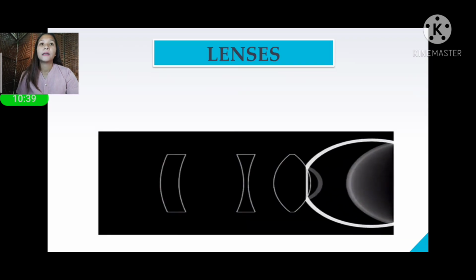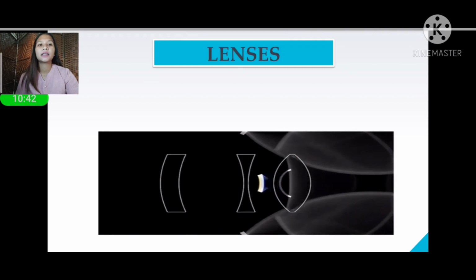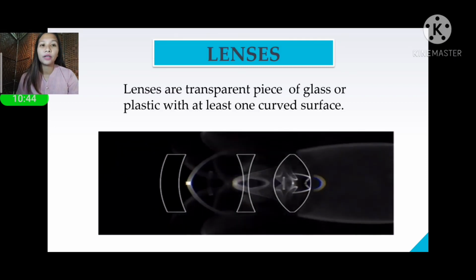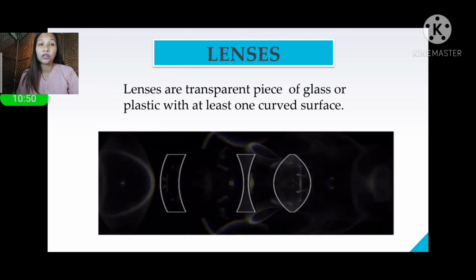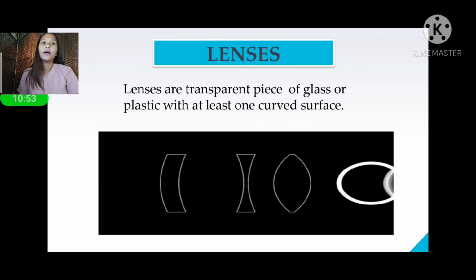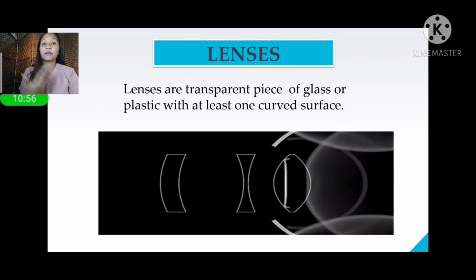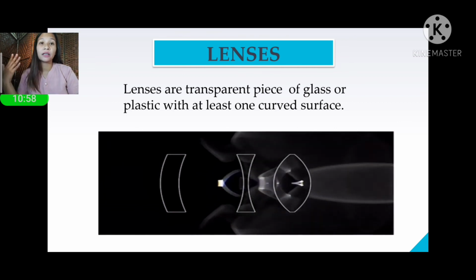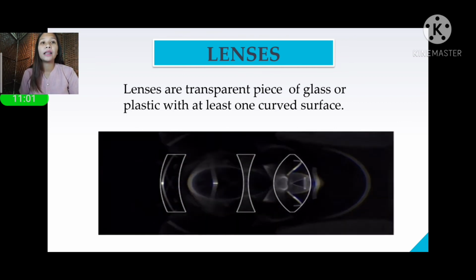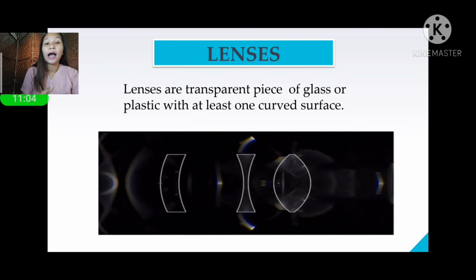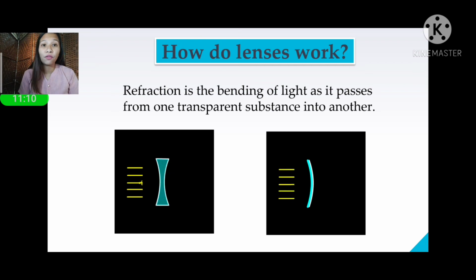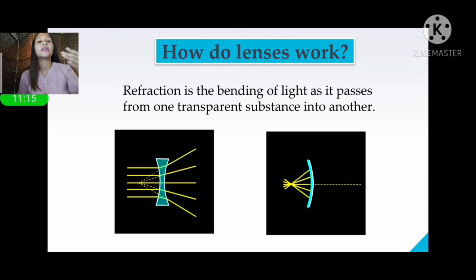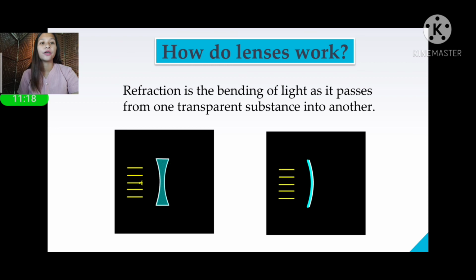So now let's talk about lenses. Lenses are transparent pieces of glass or plastic with at least one curved surface. The most apparent distinction between mirrors and lenses is that mirrors reflect light rays, which means light bounces back, while light rays are refracted as they pass through a lens. How do lenses work? Lenses work because of refraction. Refraction is the bending of light as it passes from one transparent substance into another.